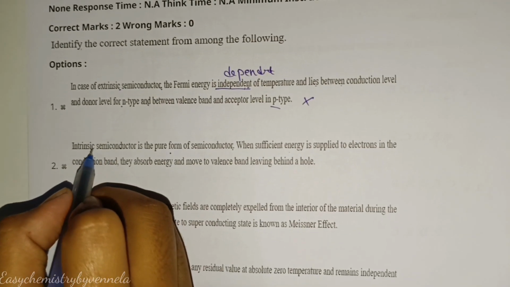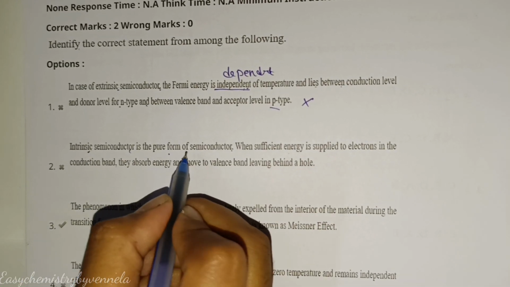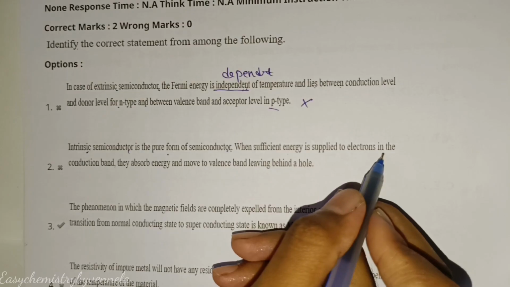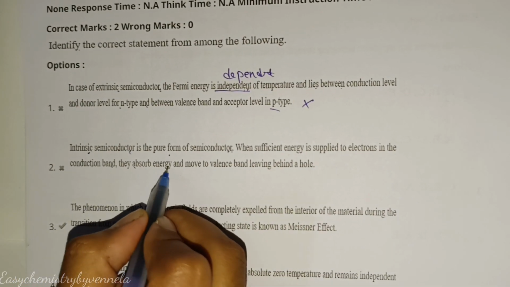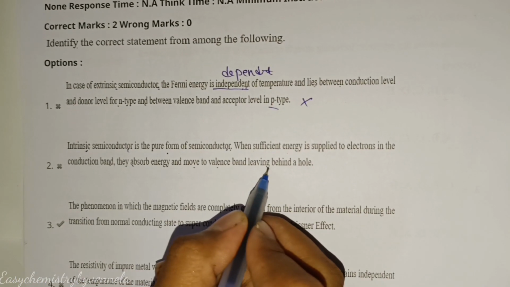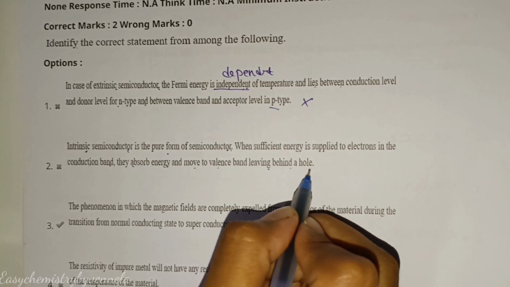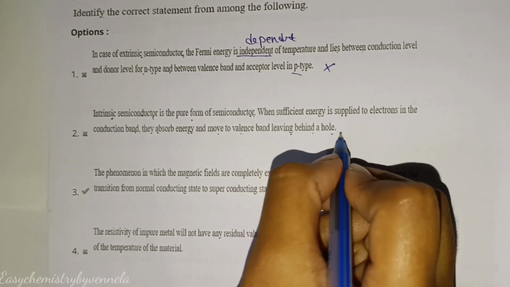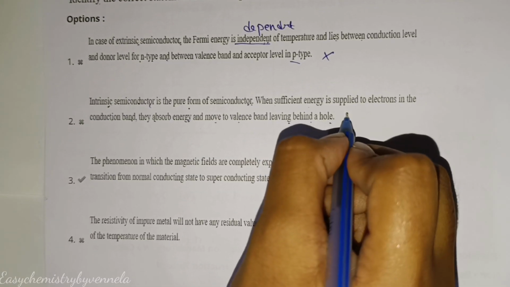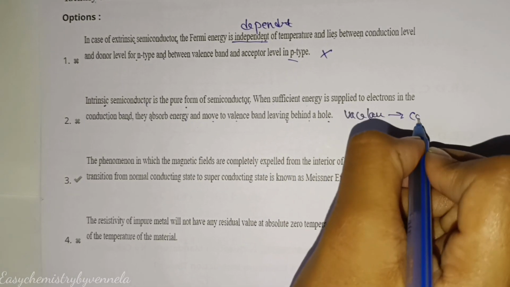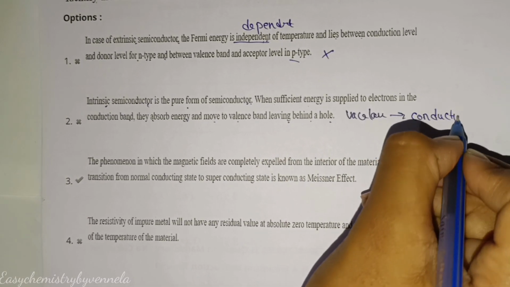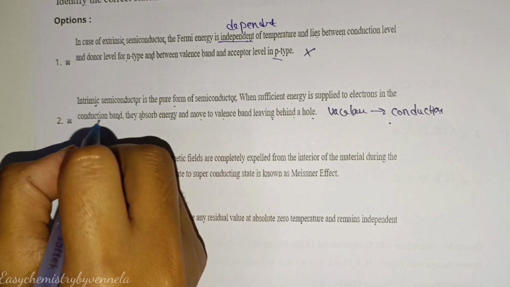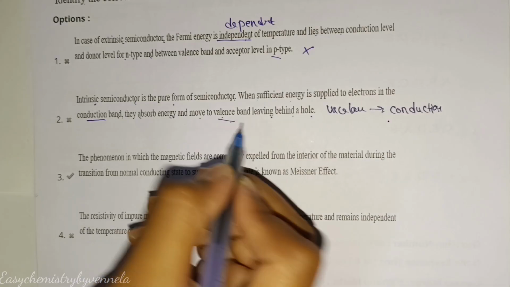Intrinsic semiconductor is the pure form of semiconductor. When sufficient energy is supplied to electron in conduction band, they absorb energy and move to valency band, leaving behind a hole. Here, valency band gains sufficient energy. It moves from the valency band to conduction, leaving hole in a valency band. So here they given conduction to valency. That is why this statement is incorrect.